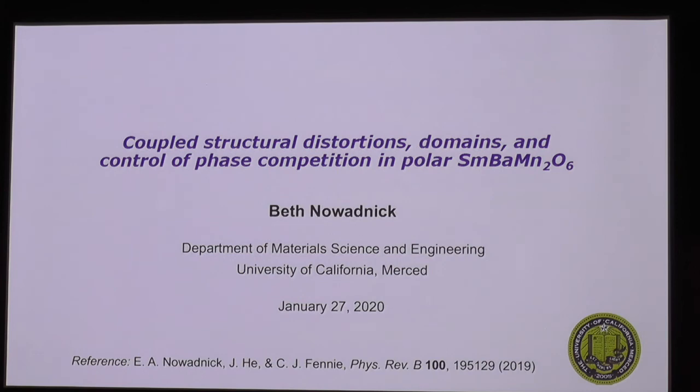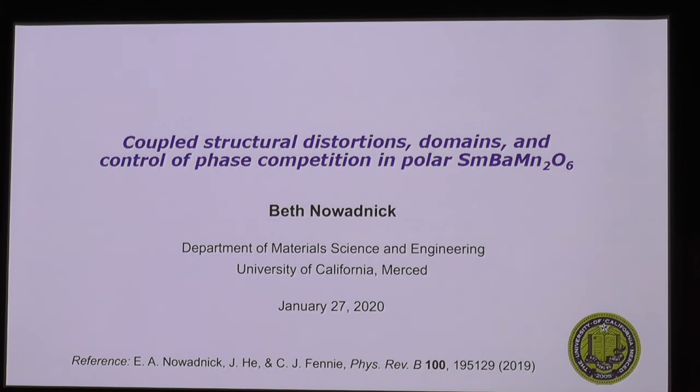So my focus today is going to be on understanding and controlling the crystal structure of this polar rare earth manganite. The work that I'll be talking about recently appeared in this PRB paper, and I'd like to acknowledge my collaborators on this work, Jingong He, who's currently at Northwestern, and Craig Feeney at Cornell University.